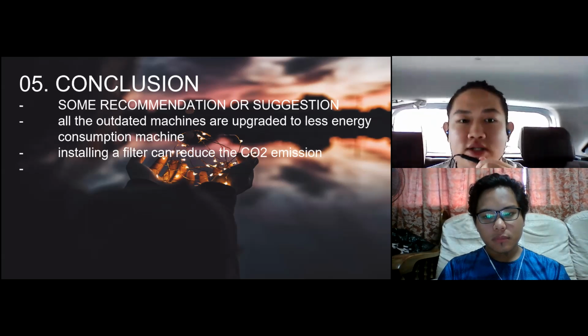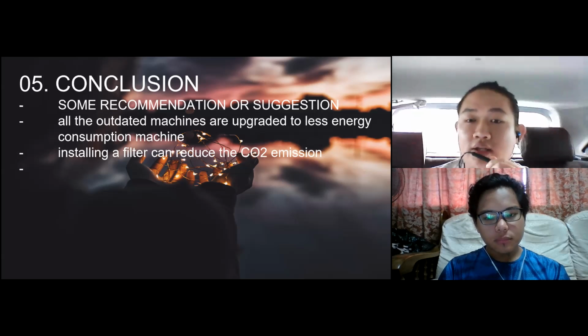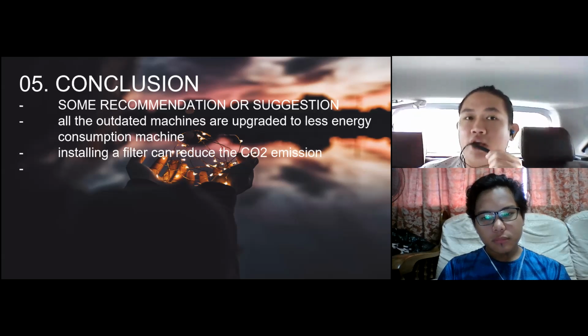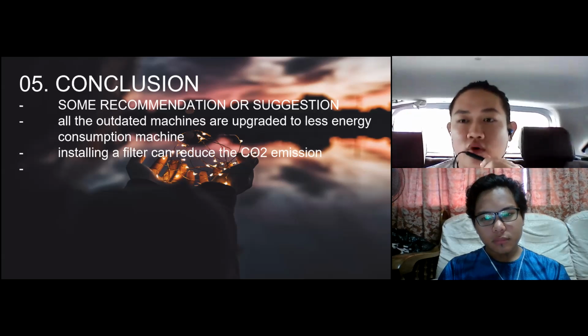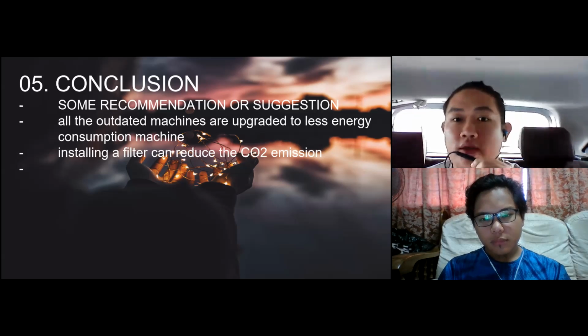So next is the CO2 emission. The problem can be solved by installing a filter that can reduce the CO2 emission. As we all know, CO2 emission for industry is always bigger compared to other machinery that has been used in our houses. So for commercial use, it's much bigger.